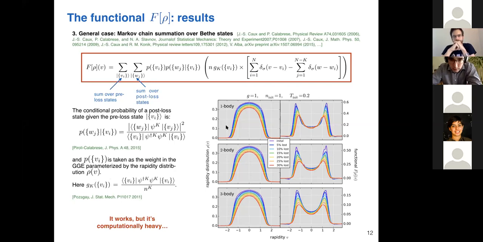So we did this. This is what the results typically look like. For instance, if we start here from the equilibrium rapidity distribution, the one at thermal equilibrium, which is the violet one here, for some parameters, then we can calculate the corresponding functional f. Since we can calculate the functional f, we can evolve the rapidity distribution as a function of time. And this is what is shown here after 5% losses, 10% losses, 15% losses, and so on, for k equals 1, so one-body correlations, two-body correlations, three-body correlations.